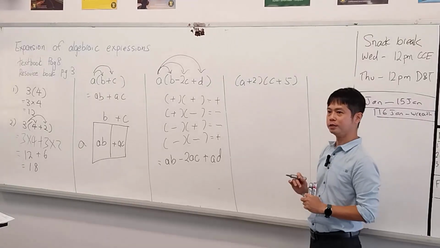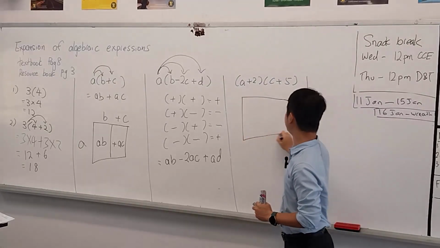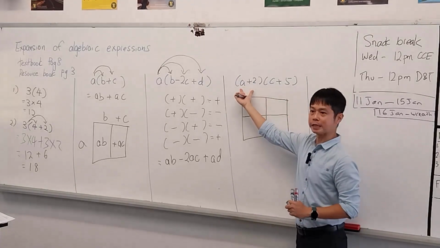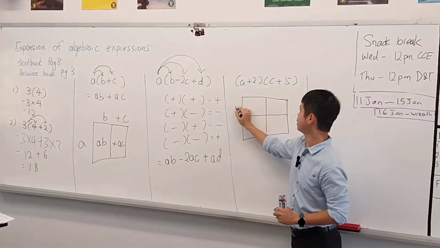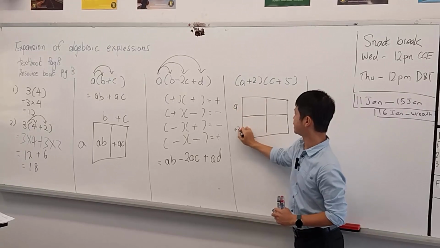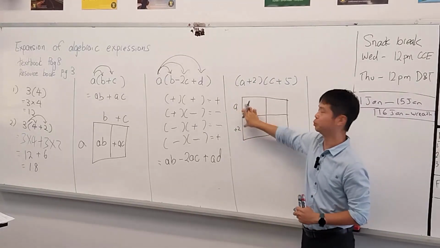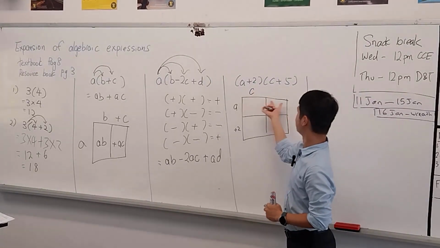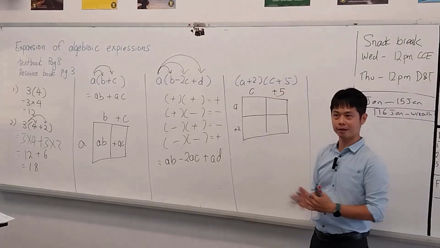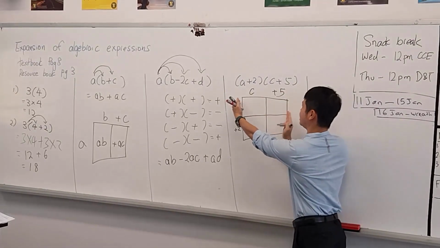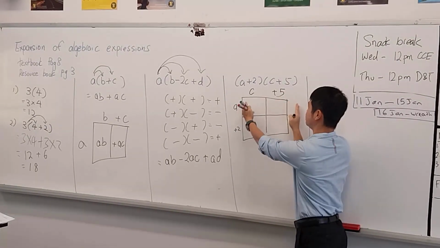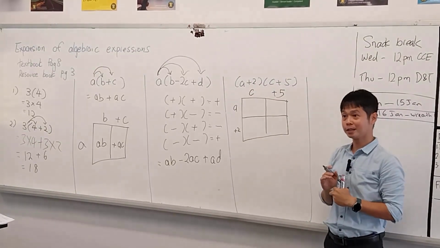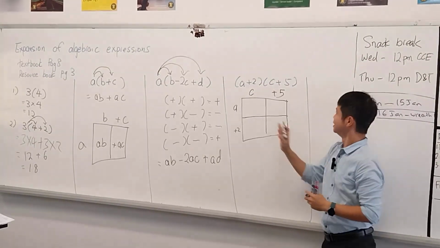Now we have a different type of question. So going back to the idea of area. One of the lengths here is A plus 2. So we have a length A plus another 2 units here. We have another length here, C plus a 5 units length. So multiplying A plus 2 with C plus 5 is just like saying multiply length times breadth, right? So that's the idea.